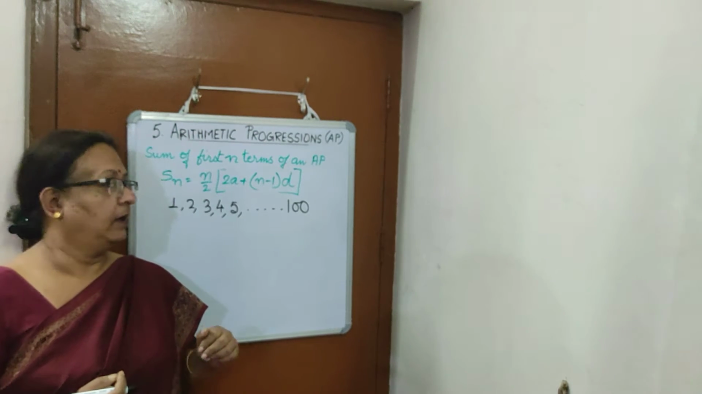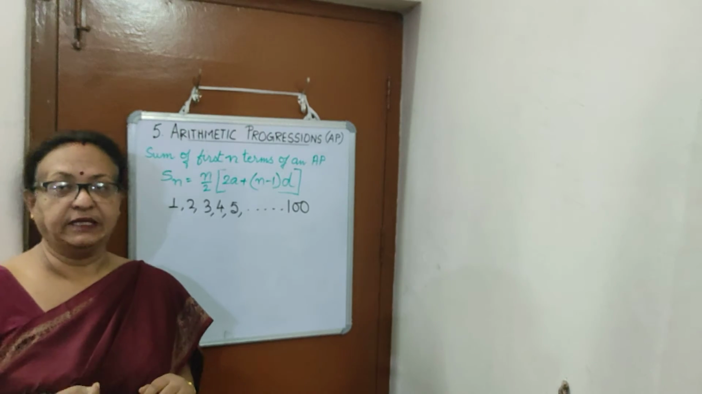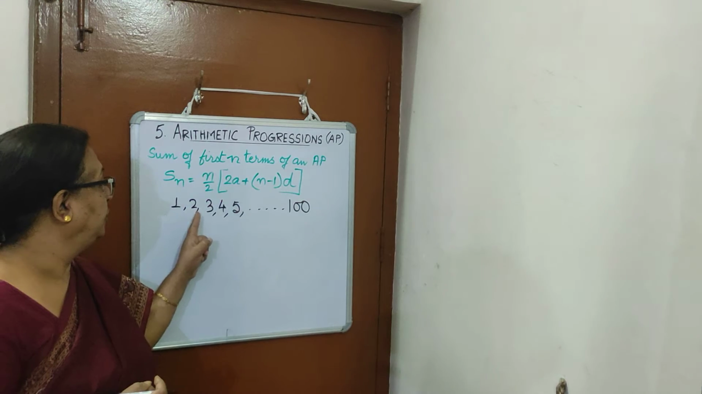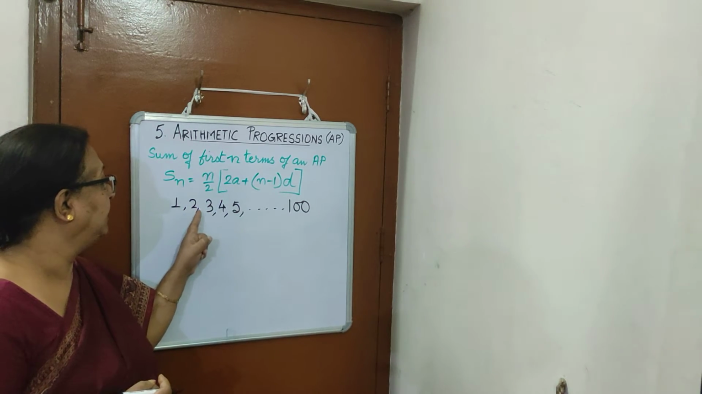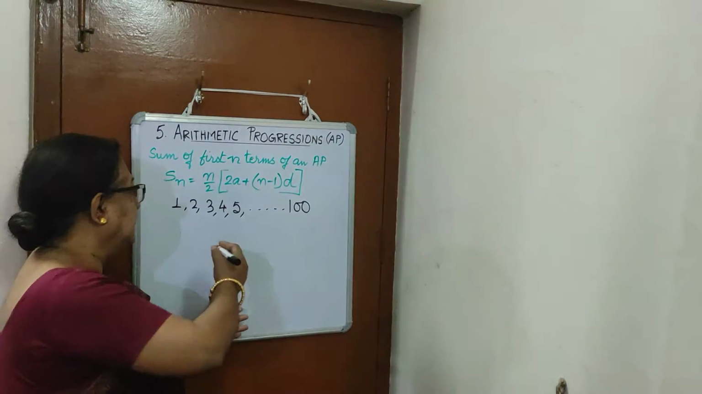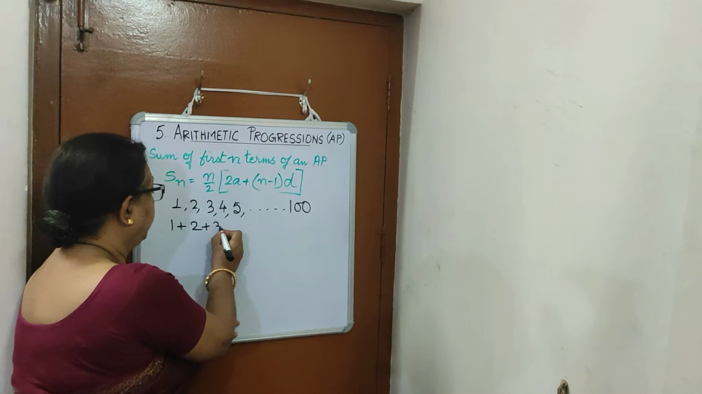Now children, suppose I ask you to find the sum of, say, first three terms of the AP. What are the first three terms? 1, 2, 3. The first term, second term, third term. Can you find the sum of the three terms? Yes, we can easily find out. 1 plus 2 plus 3.